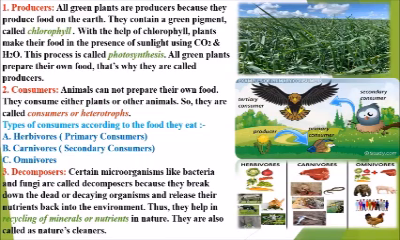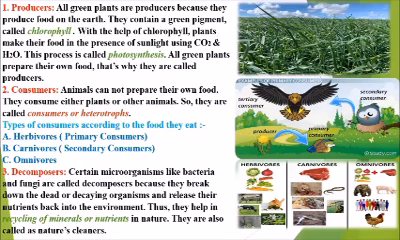The second one is consumers. The animals cannot prepare their own food. They consume either plants or other animals. So they are called consumers or heterotrophs. My dear students, consumers are also known as heterotrophs. These consumers are classified according to the food they eat.